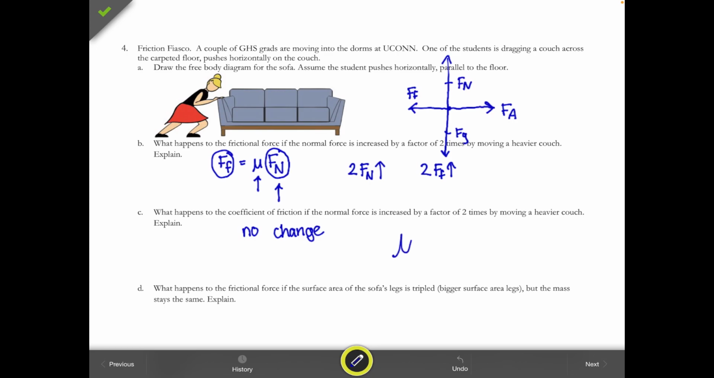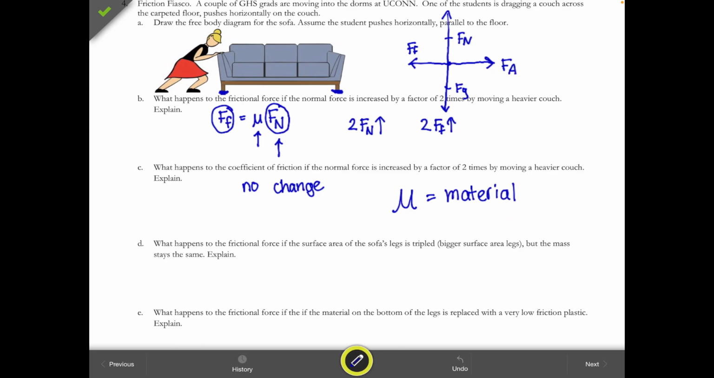The mu for coefficient of friction, I want you to think the mu stands for material. If I put more kids on top of this sofa, or I make it a heavier sofa, it's still wood moving across the floor. This surface does not change, so the coefficient does not change. Now, when I say surface, I mean surface material. It's wood moving across the floor. But I don't want you to confuse surface material with surface area.